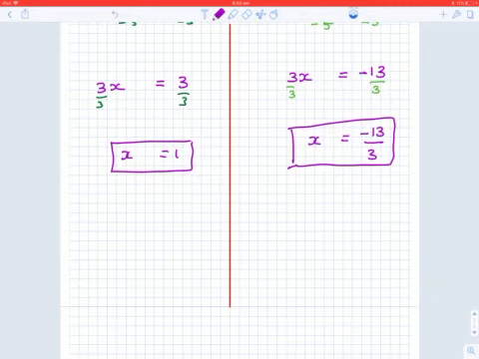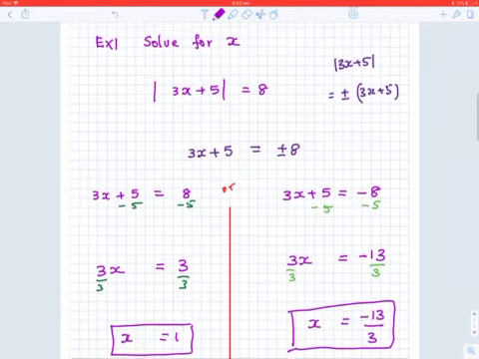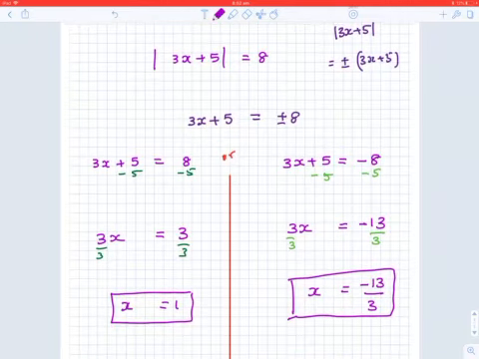So that means we have two answers for the question. One is x equal to 1, the other one is x equal to minus 13 over 3.